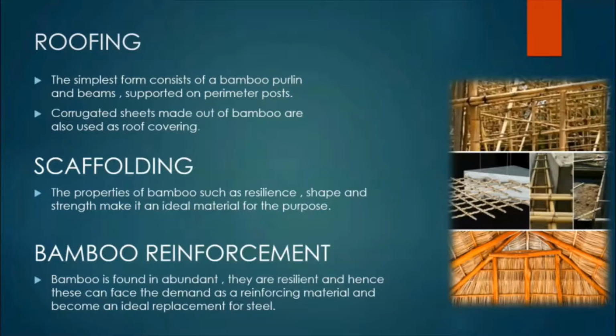Roofing. The roof offers protection against extremes of weather, including rain, sun, and wind, and it provides shelter, and clear, usable space beneath the canopy. Plastered bamboo. A cement plaster with or without the addition of organic fiber is traditionally applied to bamboo roofs to get a stronger roof covering. The simplest form consists of bamboo purlins and beams supported on perimeter posts. Corrugated sheets made out of bamboo are also used as roof covering.